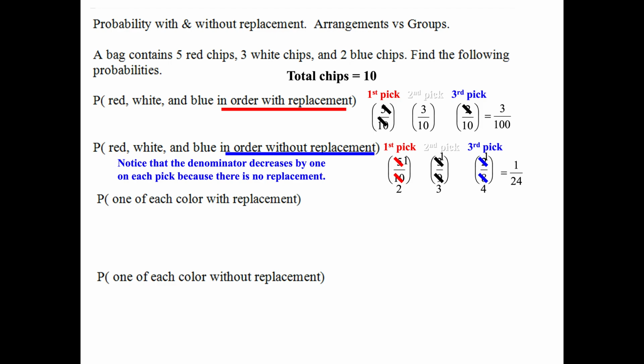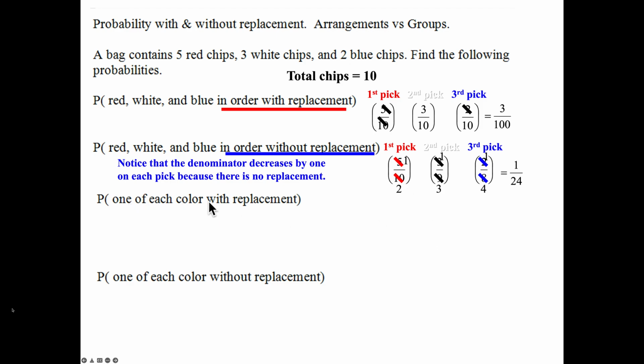All right, next. Now it's the probability of one of each color with replacement. Notice these were an arrangement. Order mattered. Now order doesn't matter. So how are we going to figure it? Do we have to do all these probabilities, like red, white, blue, then red, blue, and white, and then maybe white, blue, red? Do we have to do all these for every one? No, you don't. I'll show you how we fix this.